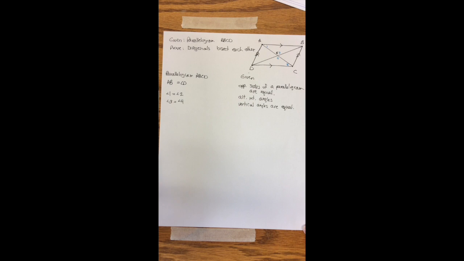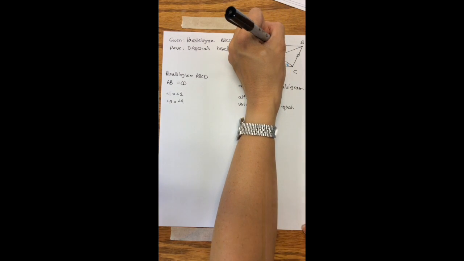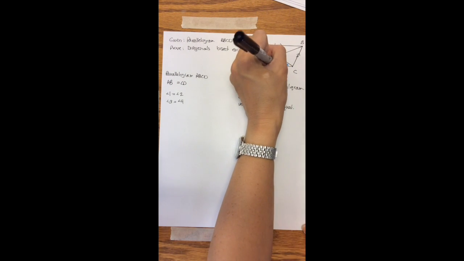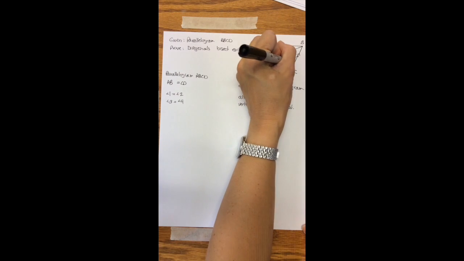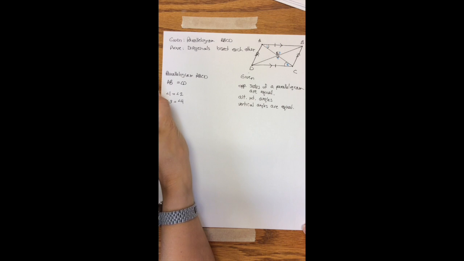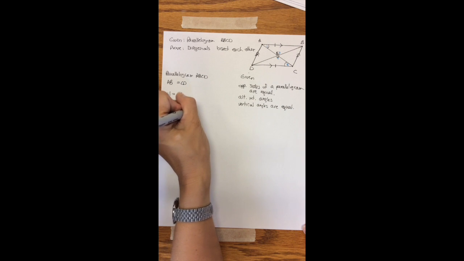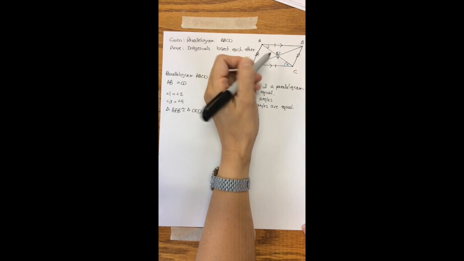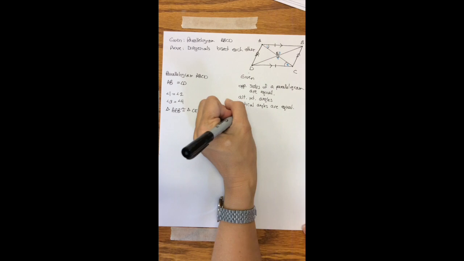Okay, and we know that AB equals CD. I didn't mark that. So those are congruent, and those are congruent. Looks like I have two congruent triangles. Triangle AEB is congruent to triangle CED because of angle, angle, side.